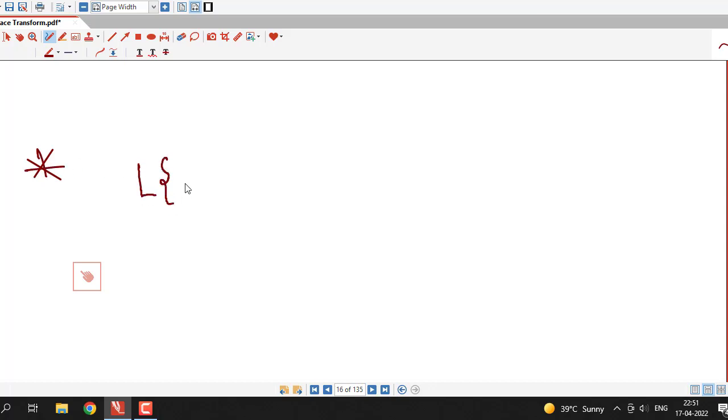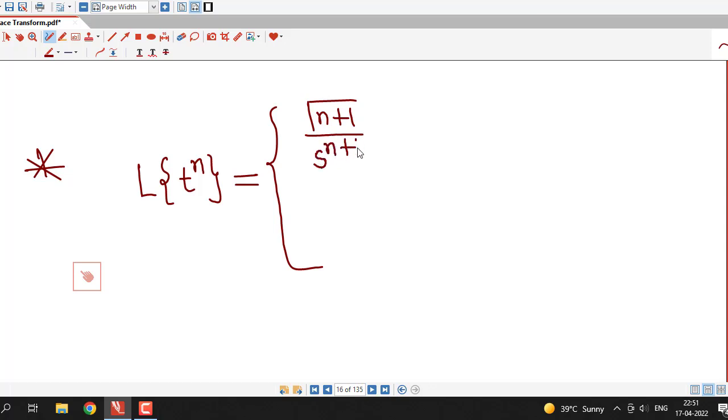So this is the formula of Laplace transform of t raised to n which we have derived, and we will always remember this formula, a very helpful formula in upcoming lectures. Laplace transform of t raised to n is given by gamma n plus 1 divided by s raised to n plus 1.